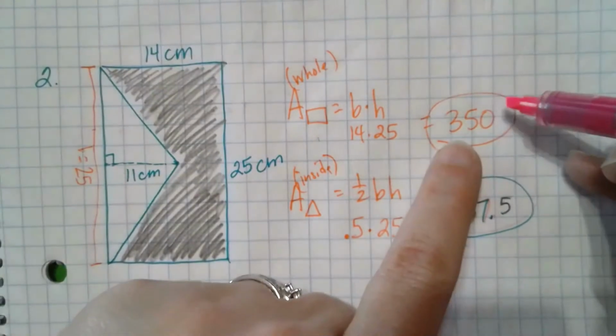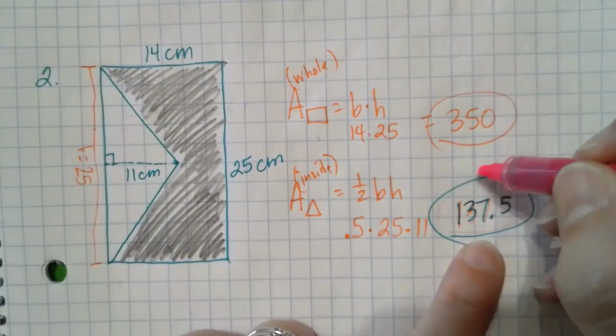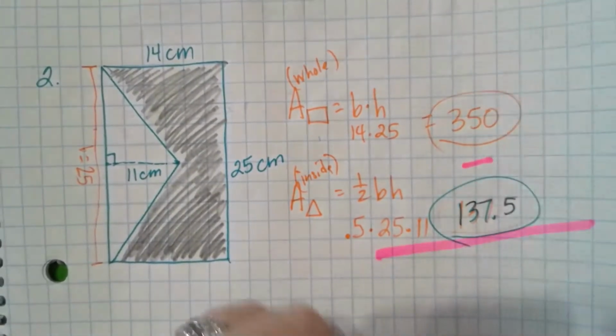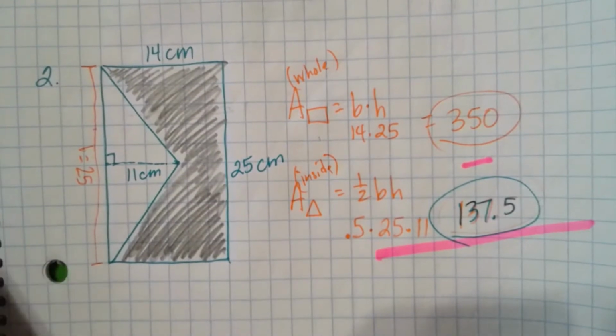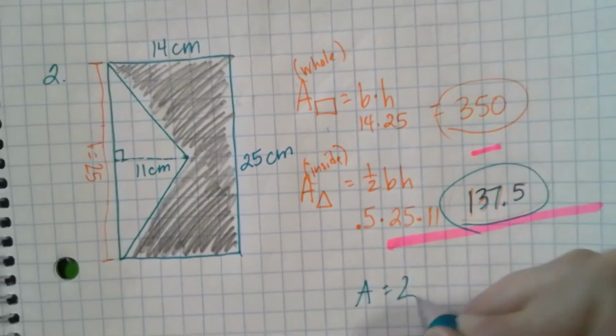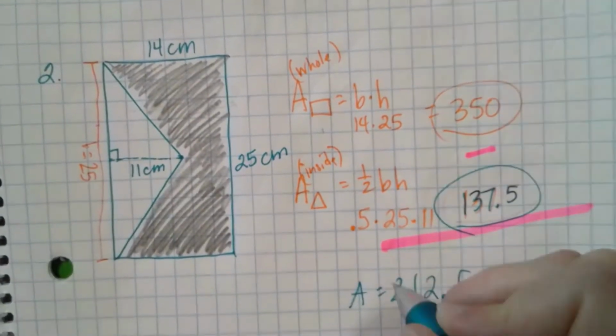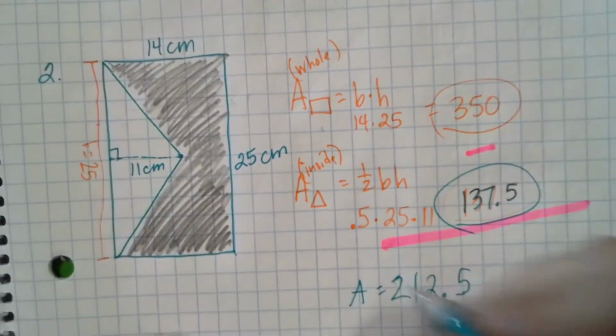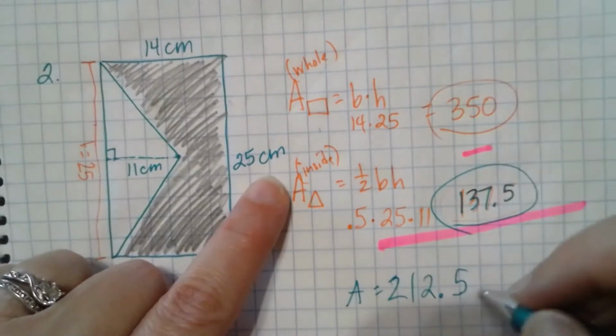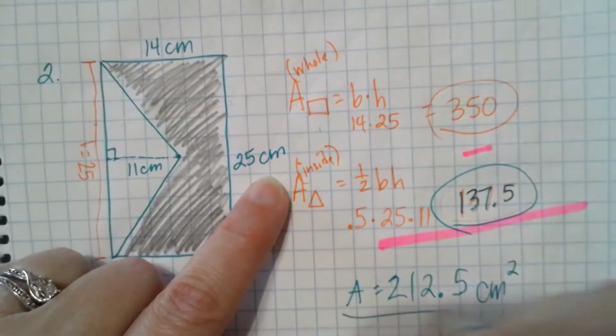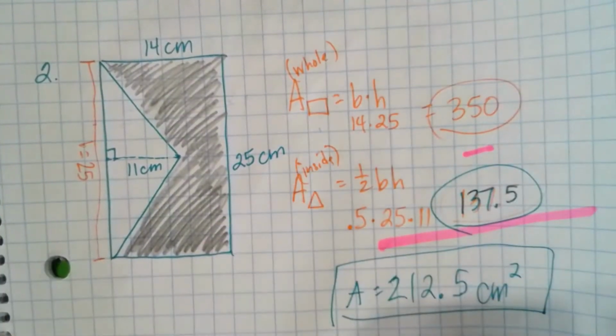This is the outside shape. This is the inside shape. We are going to subtract them. So 350 take away 137.5 is 212.5. And we go back and put a label on it because that's what we do for area and perimeter. Boom.